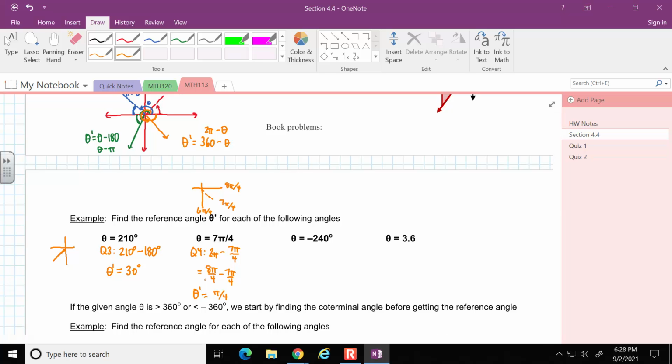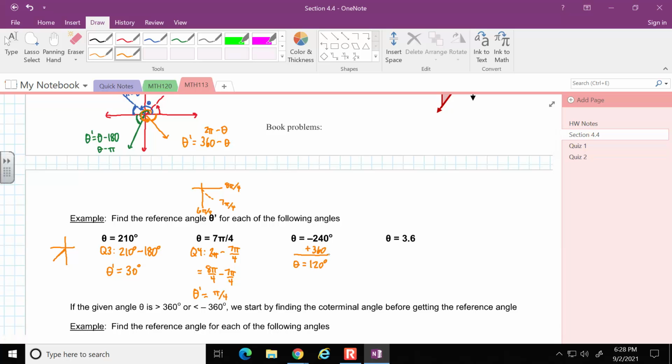Okay. So the next one says negative 240 degrees. So the first thing you probably want to do is get it between 0 and 360, or 0 and 2 pi. That's where we're going to look to get that coterminal angle first, and then worry about where your reference angle is. So first thing I would do is add 360 to this, and that gives me a theta, not a theta prime, but a theta coterminal angle of 120 degrees. Okay, so that's your coterminal angle in that first unit circle kind of sense.